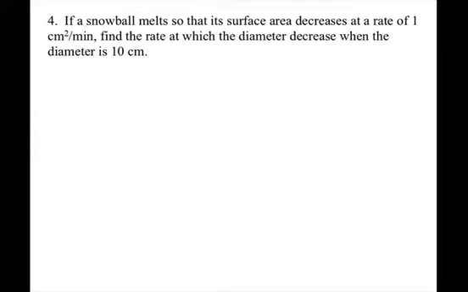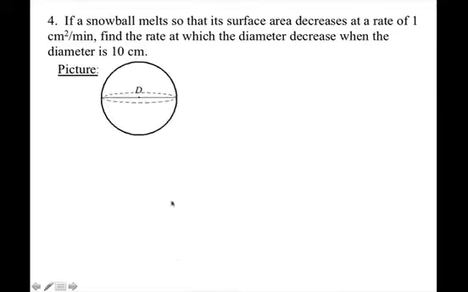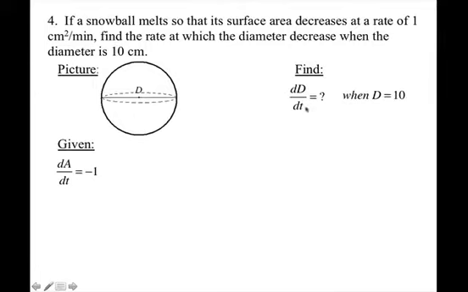Number 4. If a snowball melts so that its surface area decreases at a rate of 1 centimeter squared per minute, find the rate at which the diameter decreases when the diameter is 10 centimeters. So here's my picture of my snowball with the diameter d. I am given that the rate of the area is decreasing at negative 1 centimeter squared per minute. I want to find dd/dt when d equals 10.